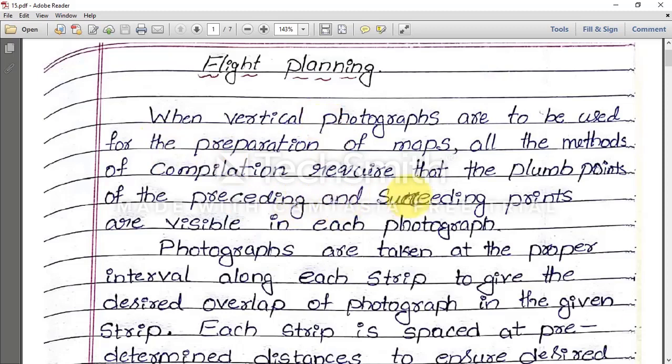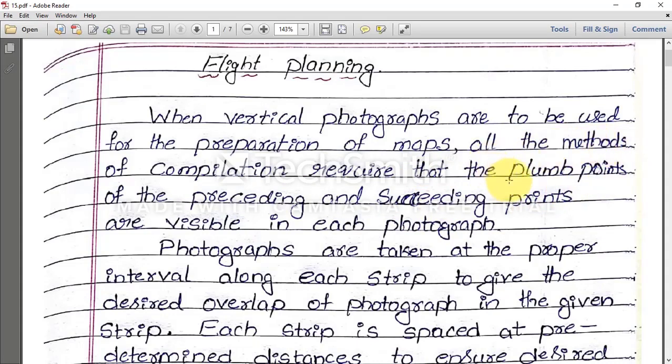All the methods of compilation require that the plumb points of the preceding and succeeding prints are visible in each photograph. Plumb point is nothing but the middle point of the photograph. Preceding means the previous photograph, succeeding means the next photograph. That means the present photograph's plumb point should be visible in the preceding photograph also, and the succeeding photograph also. Okay, that means overlap should be there.